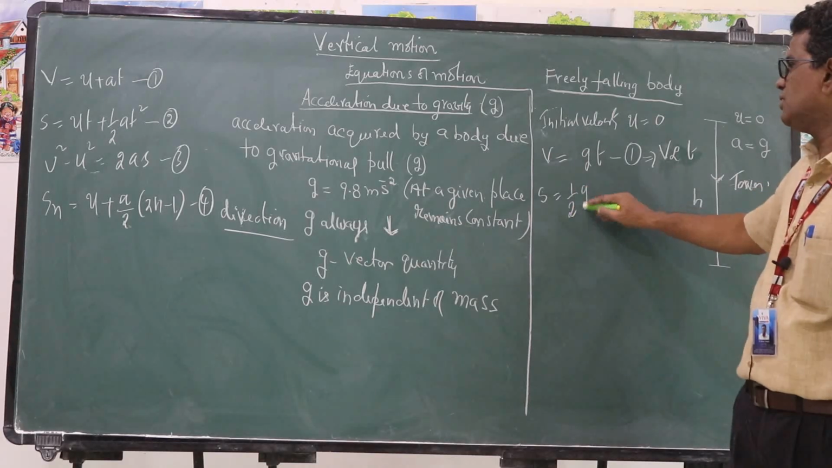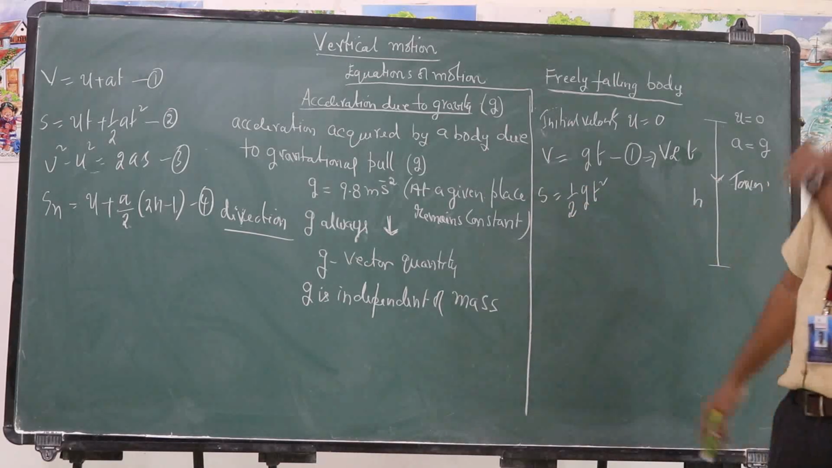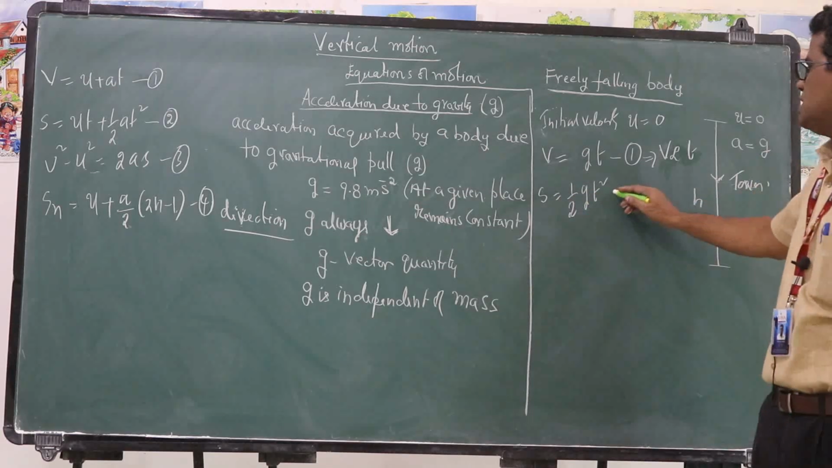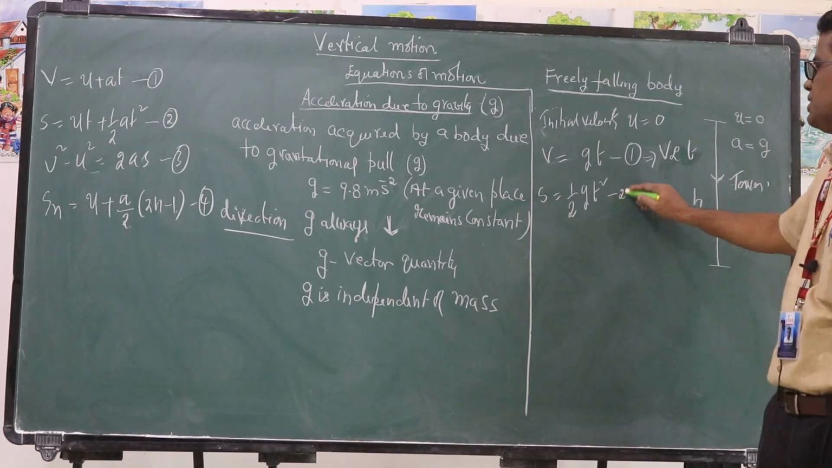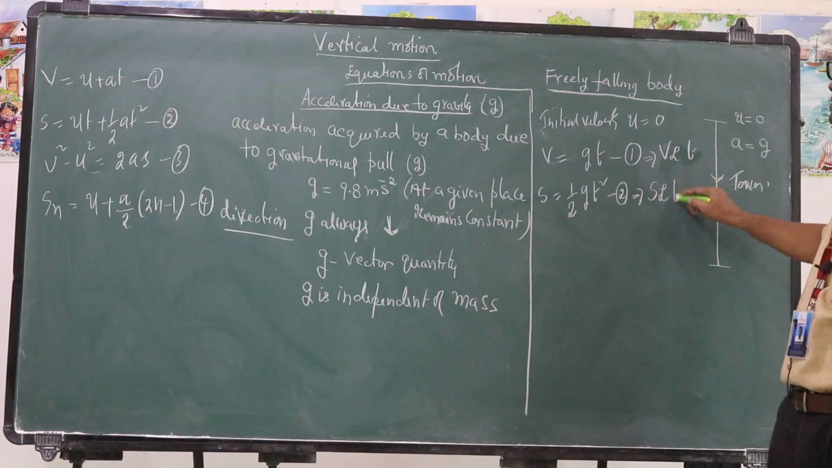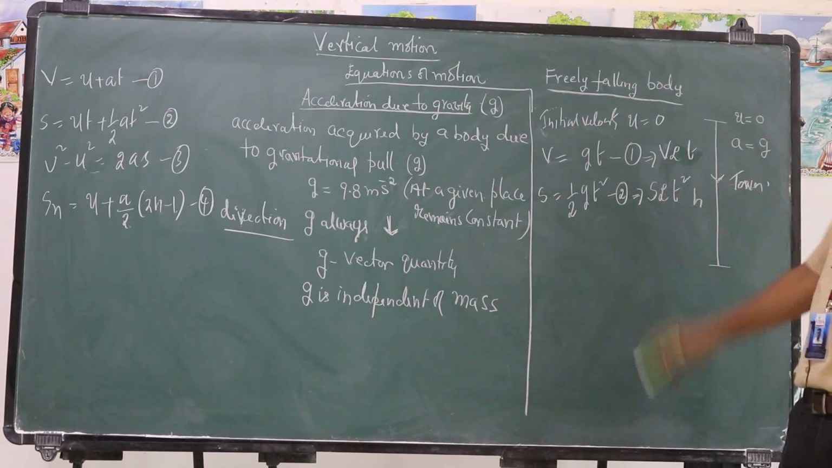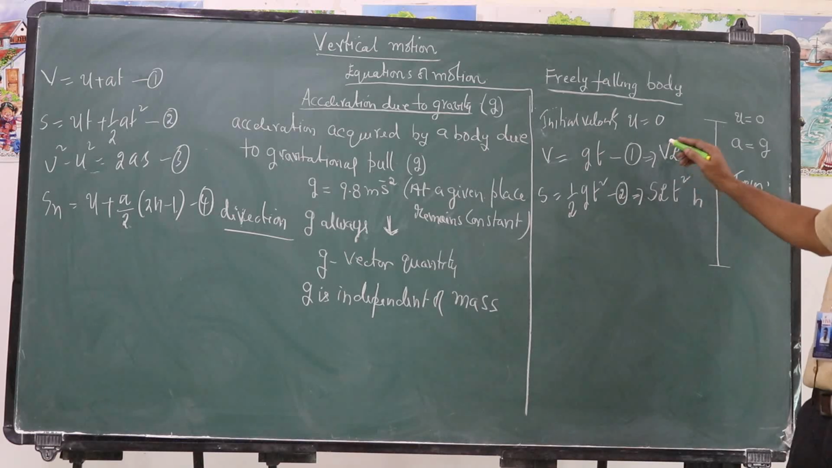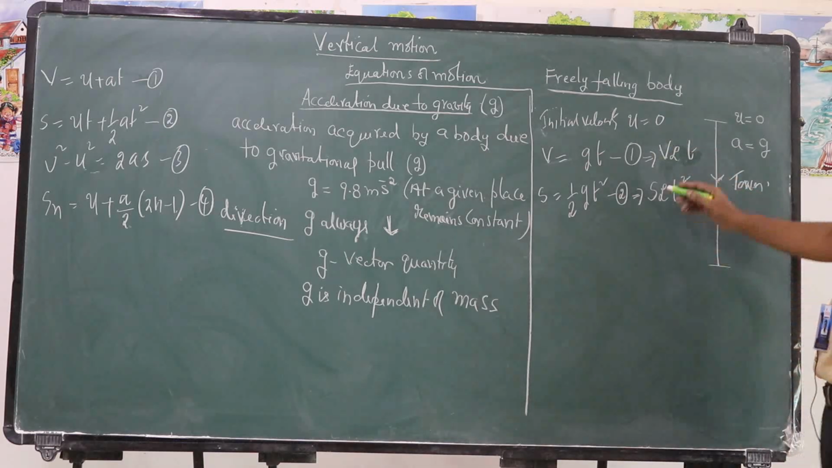So u = 0 becomes s = half gt square, where g is constant. This is the second equation of motion we have from this. S is proportional to t square, so its shape is a parabola. Its graph is not a straight line passing through the origin.